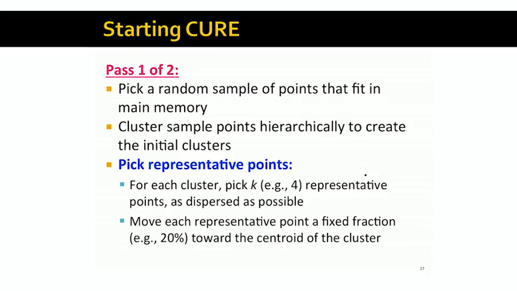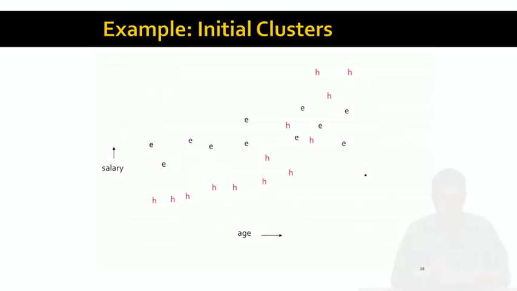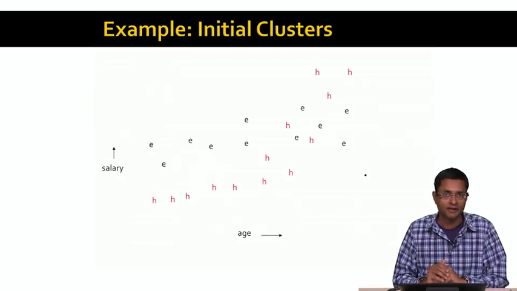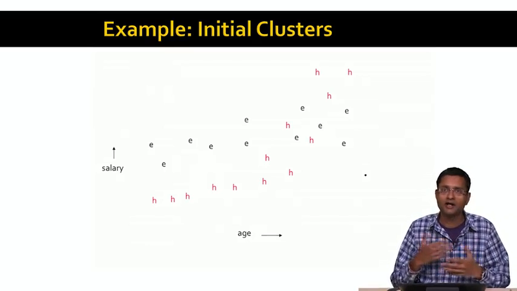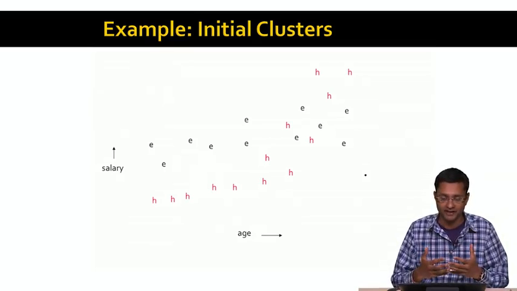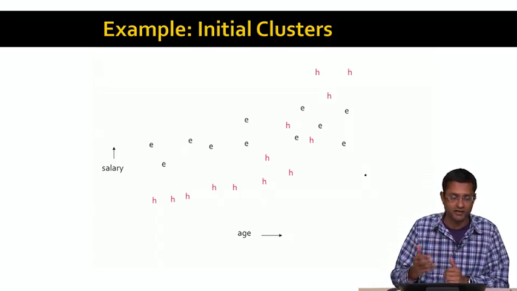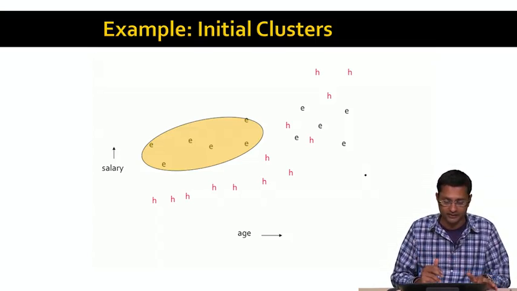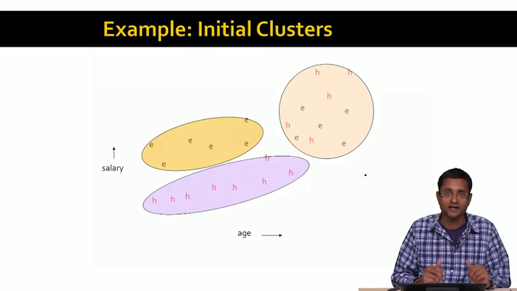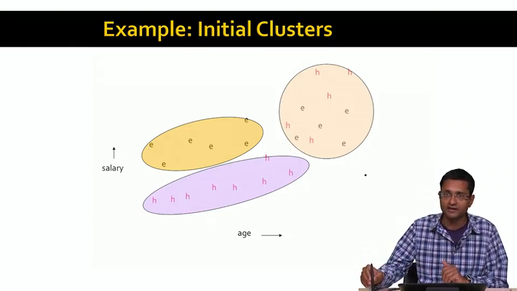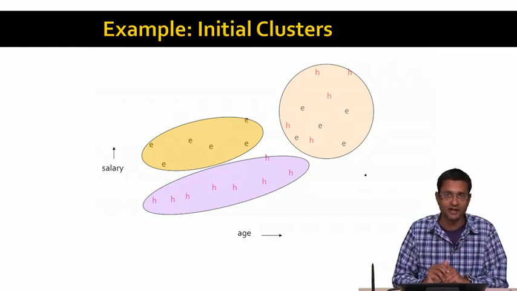So let's look at an example that should make this clear. So here are faculty salary data. And let's say when you run hierarchical clustering on a sample of the data, let's say this is in fact a sample of the data and not the actual data, let's say here's the first cluster that's found, here's the second cluster, and here's the third cluster. So we end up with these three clusters that are found by the hierarchical clustering algorithm.